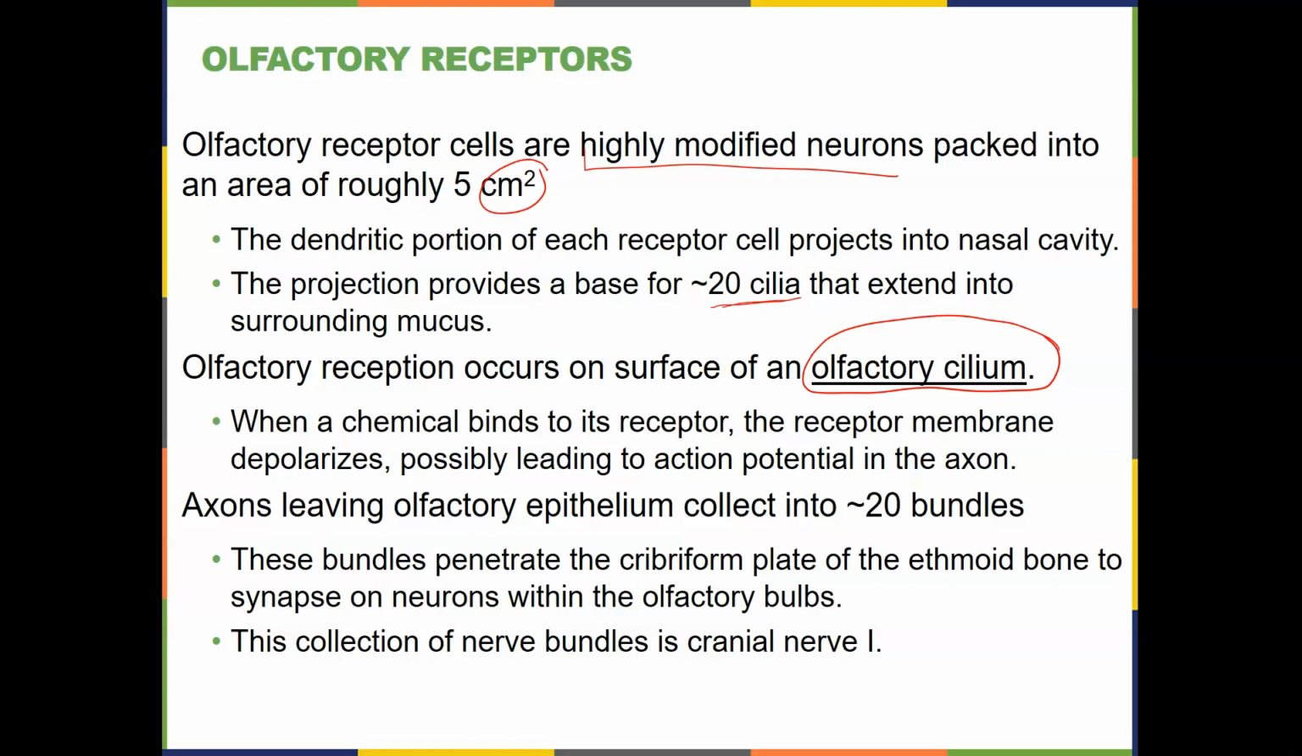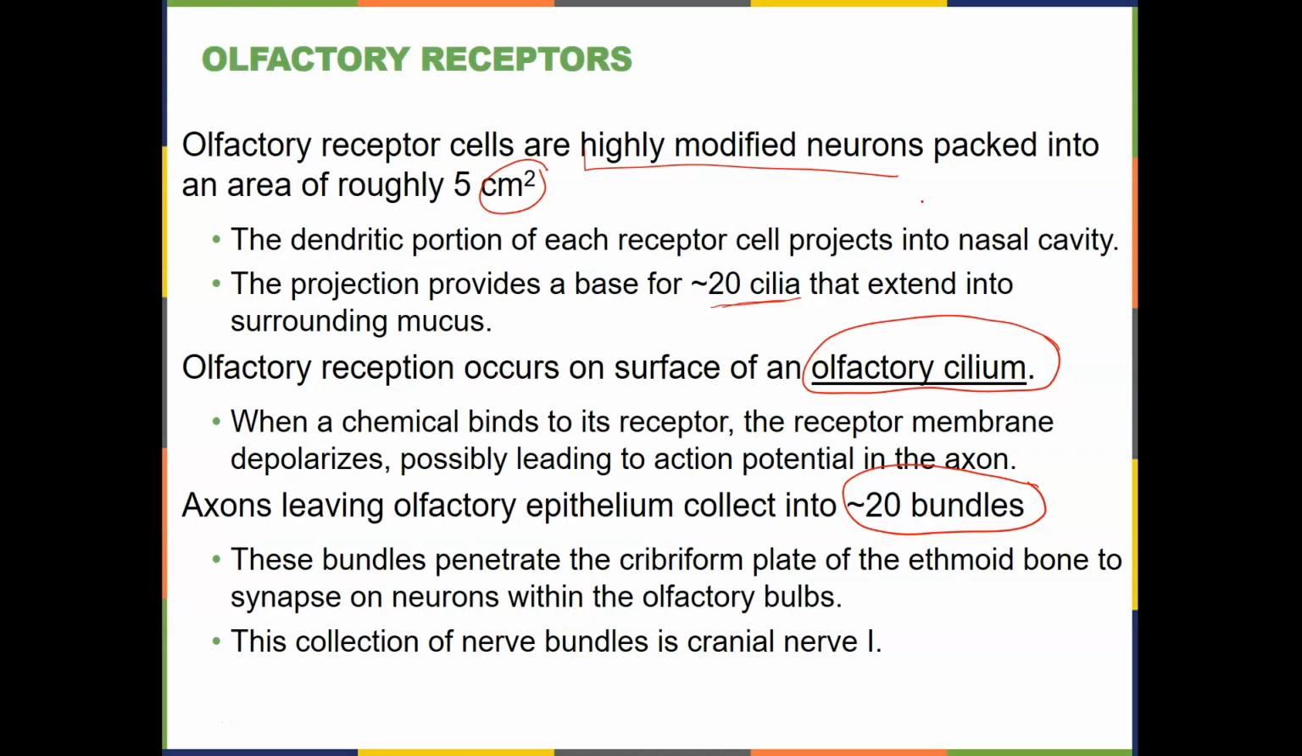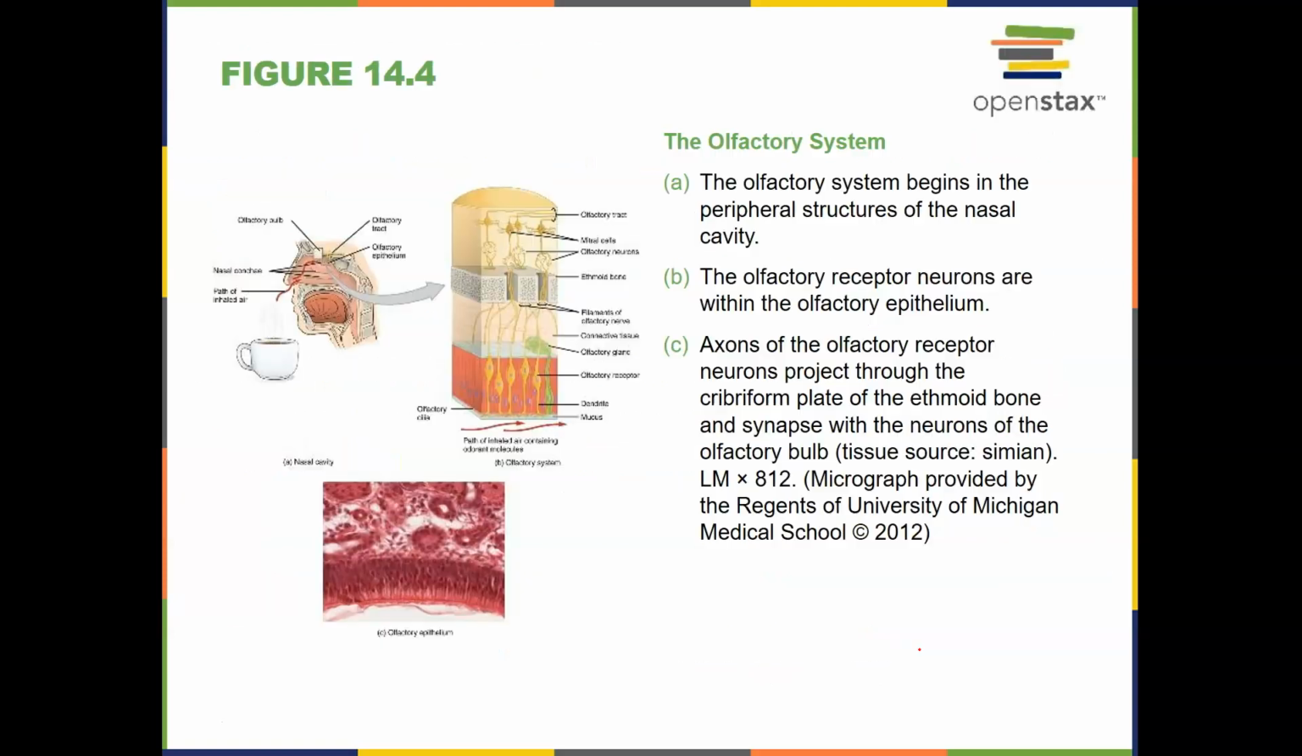The axons leave the epithelium at about 20 axons per bundle. Let's come back here. So 20 cells send their axons through an olfactory nerve fiber or bundle. So you have about 20 cells projecting back through each little axon to the olfactory bulb itself. Now, the olfactory bulb does have other neurons that these axons project to. We're not going to worry about that right now. And that all goes to cranial nerve 1, CN1.